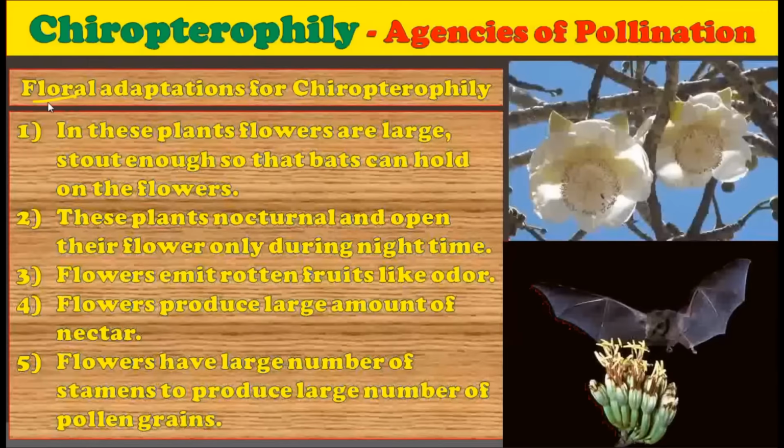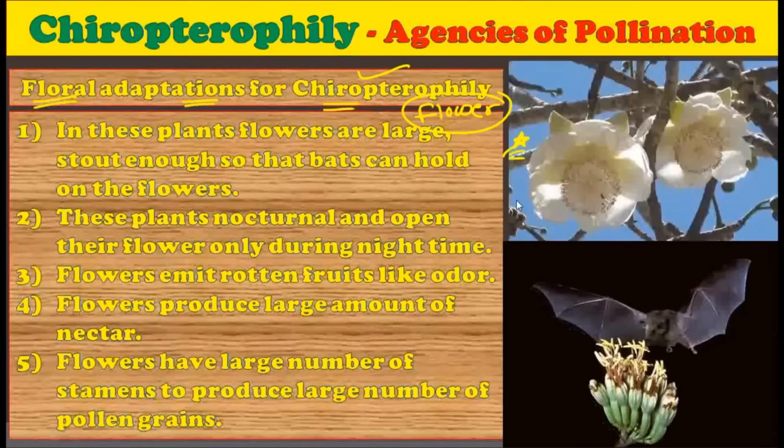All right. Now let's consider the floral adaptations for chiropterophily. As you know, we have seen many floral adaptations for different kinds of agencies of pollination, such as wind pollination, water pollination, insect pollination, and every flower tends to have certain specific adaptability for that type of pollination only. So chiropterophily is no exception. For this, the plants have also adapted certain features in their flowers so that bats can visit them and transfer their pollen grains from one flower to another flower. Now let us see these floral characteristics one by one.